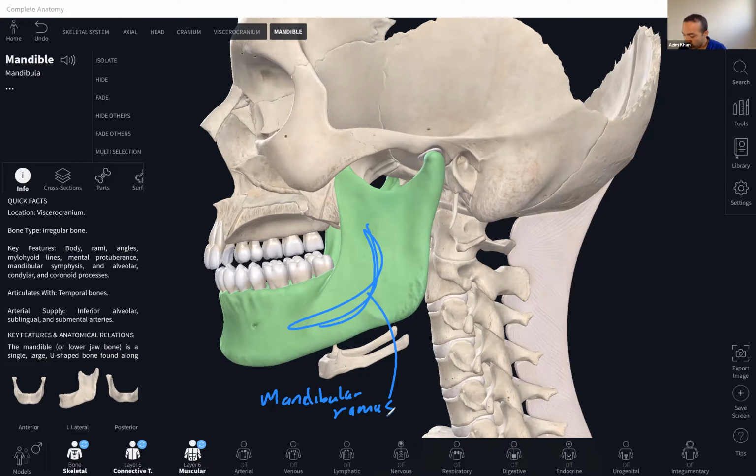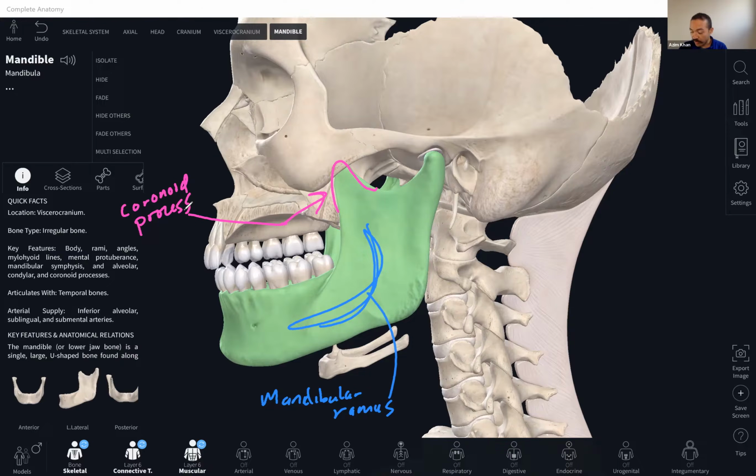You'll notice that there's a protrusion up here. It's not actually articulating with anything. It's hiding behind the zygomatic bone. This point, it's not actually articulating with anything. This is called the coronoid process. It doesn't articulate with any bones, but it does have attachment points for muscles. We'll get to that later.